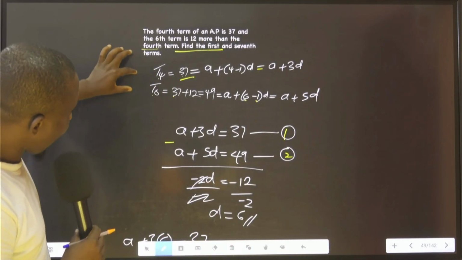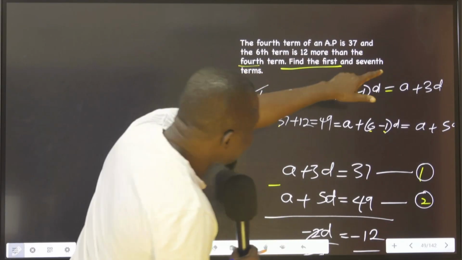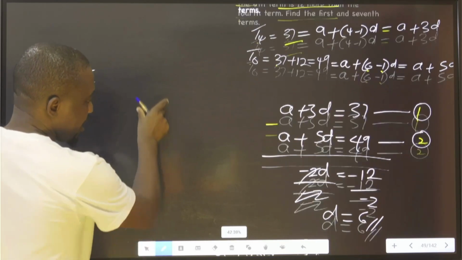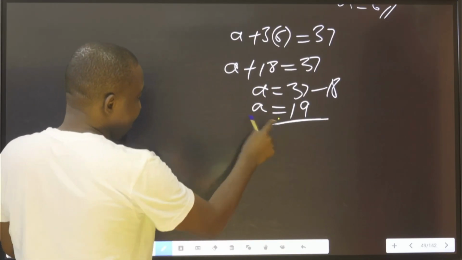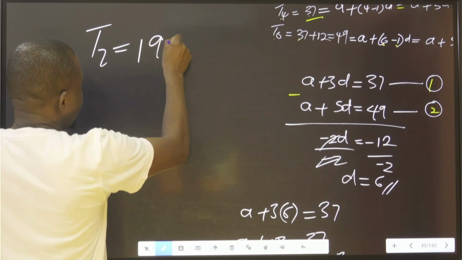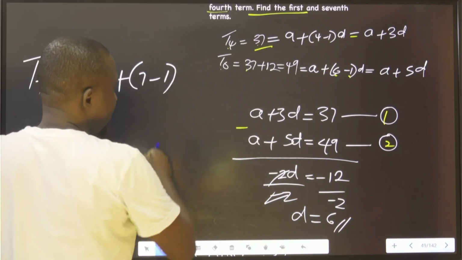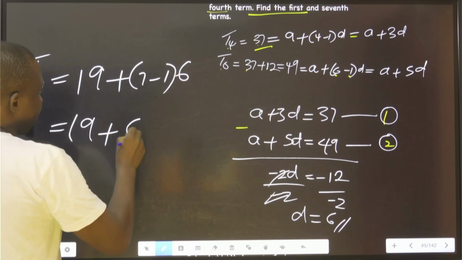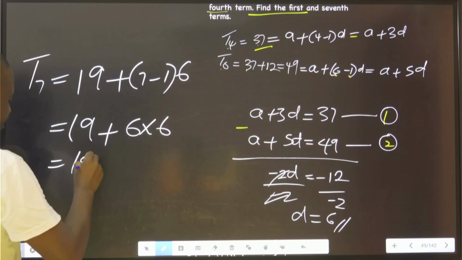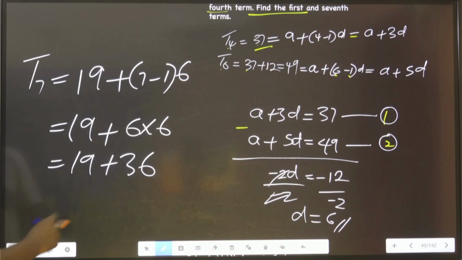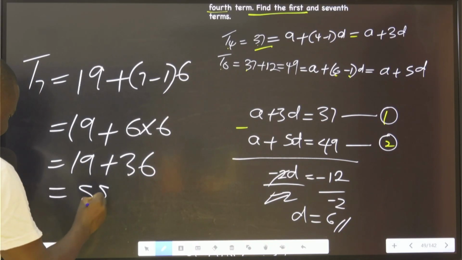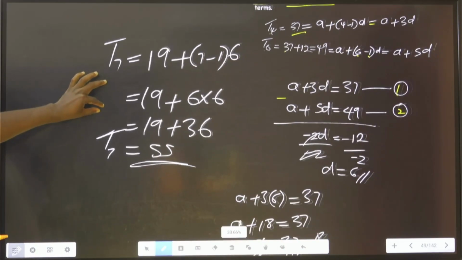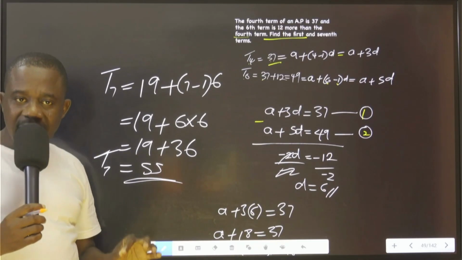We are also asked to find the seventh term. The seventh term is the first term, that is 19, plus 7 minus 1 times D. The D is 6. Okay, that is 19 plus 6 multiplied by 6, which is 19 plus 36. You add these two together, you're going to have 55. So this is the seventh term. Okay? All this understood. Thank you for viewing.